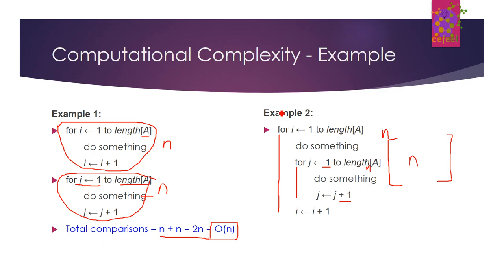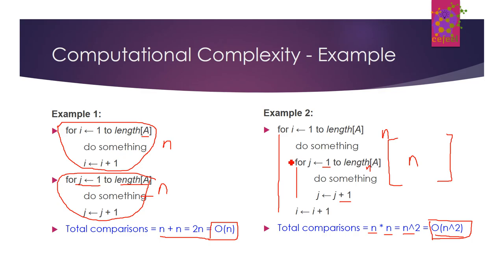But the inner loop runs for every iteration of the outer loop. So for i equal to 1, j has to be executed n times. For i equal to 2, the inner loop executes another n times. So if we calculate the total comparisons here, it is n times n, because the inner loop is n and the outer loop is n, and the inner loop runs for every iteration of the outer loop. That gives us n square, which is order of n square, which means it's quadratic in terms of n. Alright, so I hope these two simple examples were pretty clear.